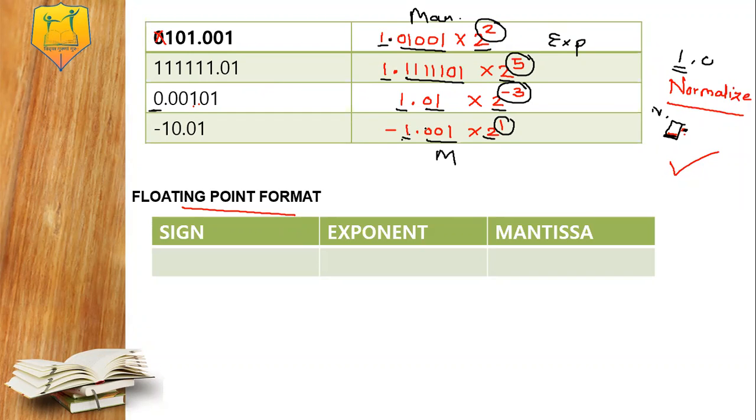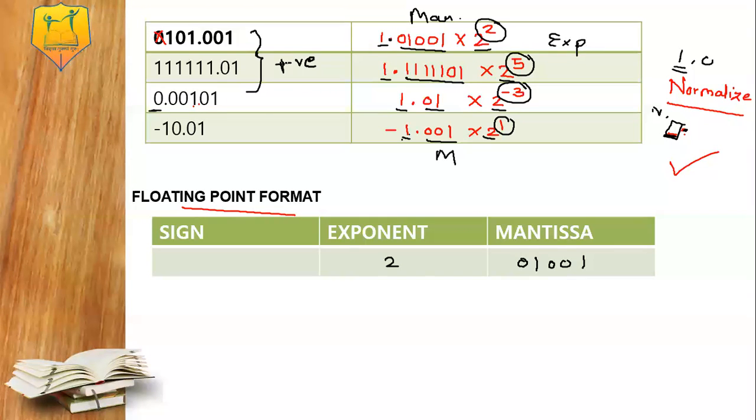Obviously this becomes my mantissa, so for the first format here, what will we do? 0, 1, 0, 0, 1. This is my mantissa. Exponent, obviously, the base is 2 for each, so we are not writing the base, we are writing only the power, that is 2. So that becomes my exponent. Now, this is the sign. If you are looking, here is the sign. Obviously, these first four numbers are my positive numbers.